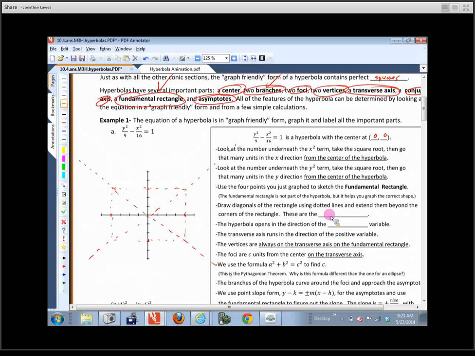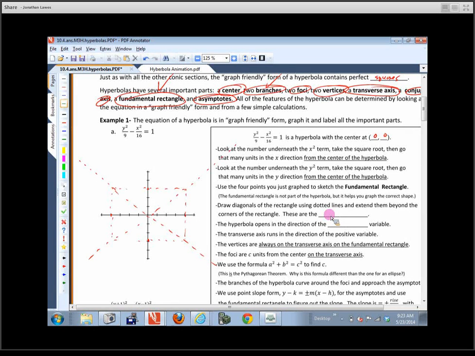Could be some axes. They're not really symmetric, though. Usually an axis. Okay, these are asymptotes. These are going to help us graph the correct shape. They're going to help us make it look right. Okay? This is really important.